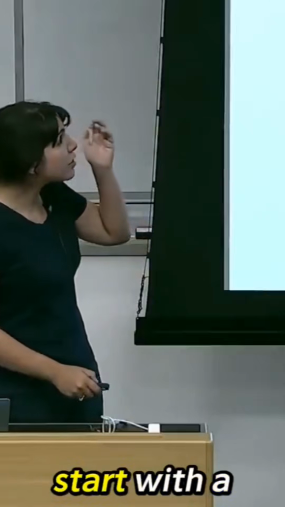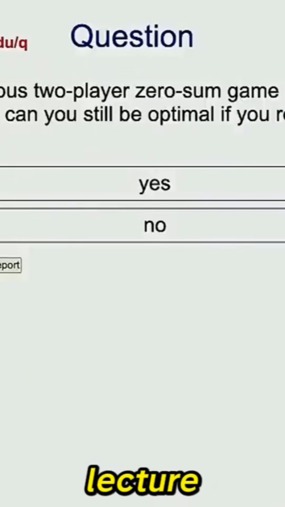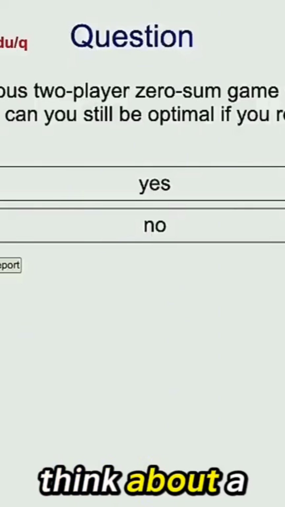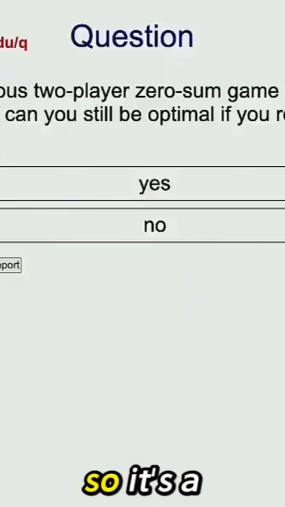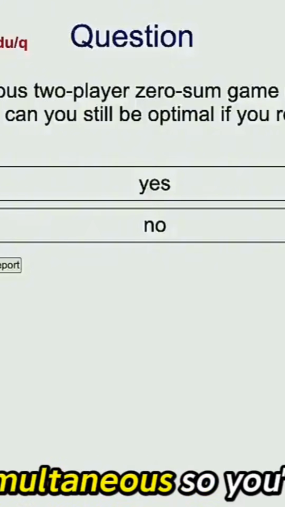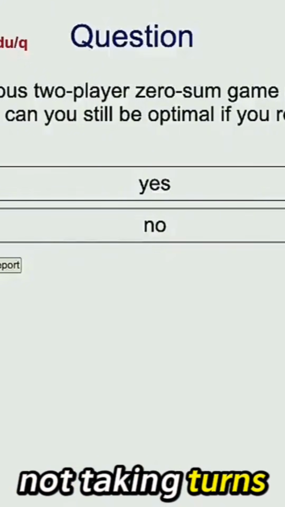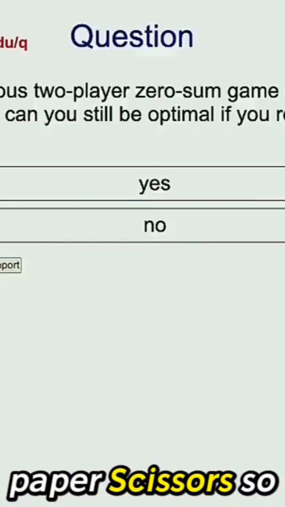So I'm going to start with a question that we're actually going to talk about towards the end of the lecture, but it's a good motivation. Think about a setting where we have a simultaneous two-player zero-sum game. So it's a two-player zero-sum game similar to the games we talked about last time, but it is simultaneous. So you're not taking turns, you're playing at the same time. And an example of that is rock, paper, scissors.